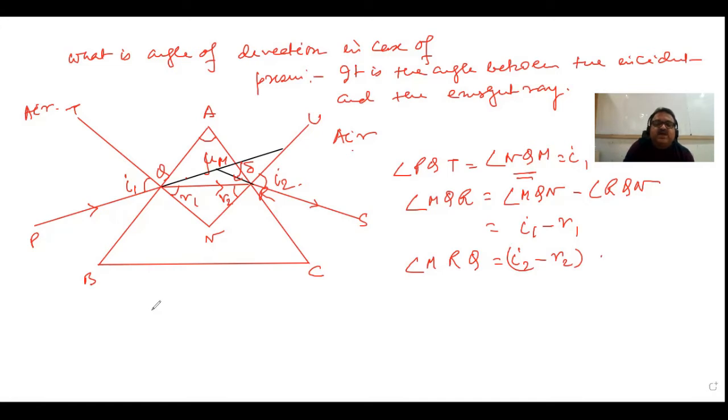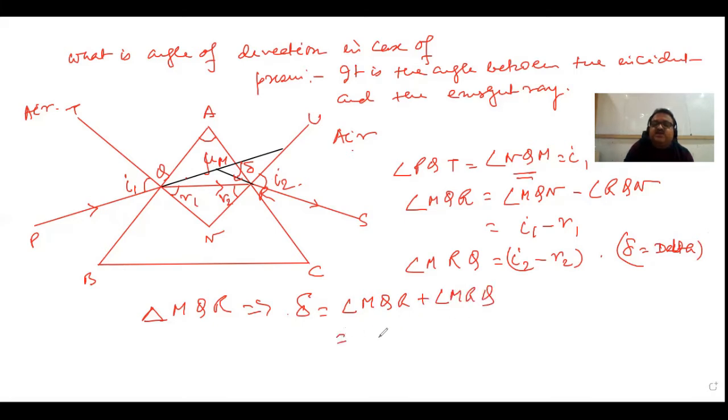Now, in the triangle MQR, what can we write? We know that the exterior angle is equal to the sum of the opposite interior angles. So delta in this case represents the exterior angle. Delta is equal to the sum of MQR plus MRQ. If we put those values in this equation, we will find I1 minus R1 plus I2 minus R2. If I do this calculation, I will get I1 plus I2 minus R1 plus R2. Okay? Delta.